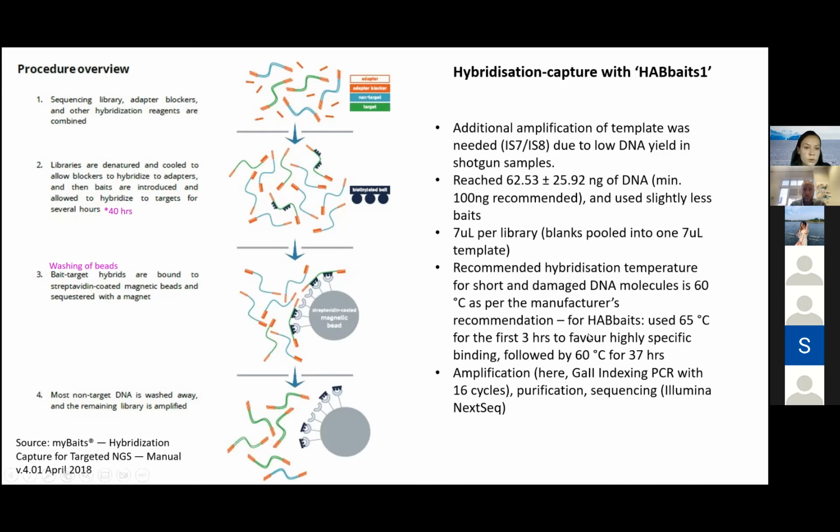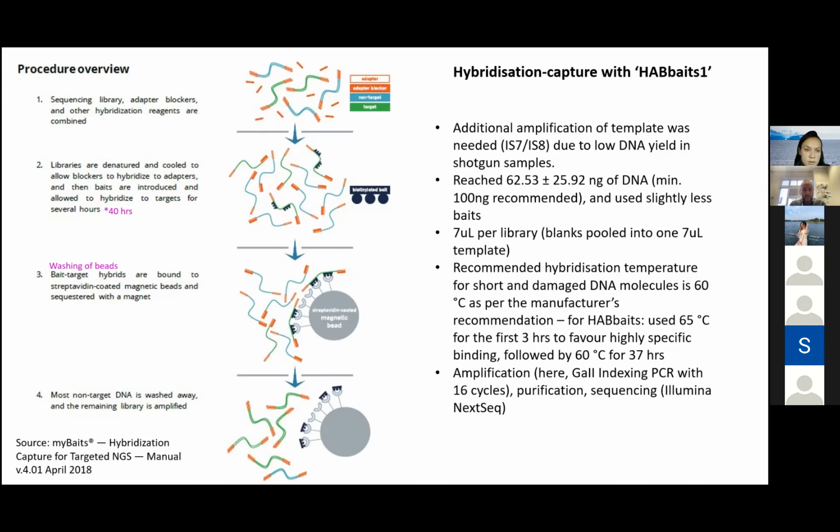But if I want to look for very, very specific sequences, and I want to make sure that really that particular sequence and that particular dinoflagellate, for example, is captured, there's things you can do to make that more specific, for example, increasing the hybridization capture temperature. So for the dinoflagellate baits, for example, we set the first 3 hours to 65 degrees to have a more specific binding, and then reduced it to 60 degrees afterwards. And that'll depend on how specific you'd like the binding to be.